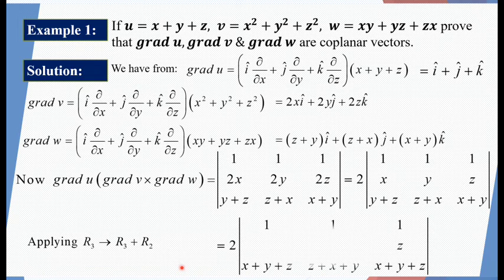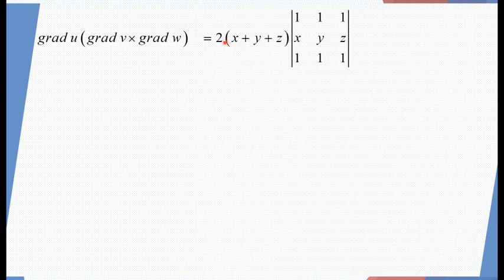Yes, we can write. So written, it is twice of 1, 1, 1; x, y, z as it is; and this will be x plus y plus z, z plus x plus y, and x plus y plus z. So can we take x plus y plus z common from this third row? Yes, we can take. So it is equal to twice of x plus y plus z, determinant of 1, 1, 1; x, y, z; and 1, 1, 1.